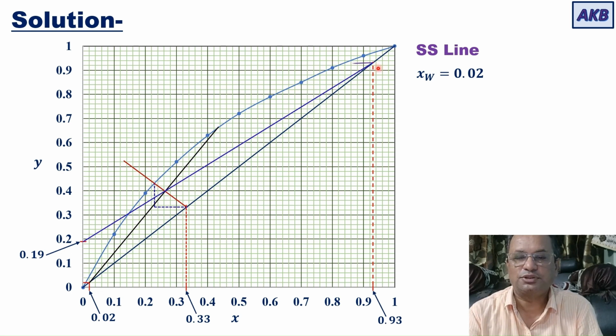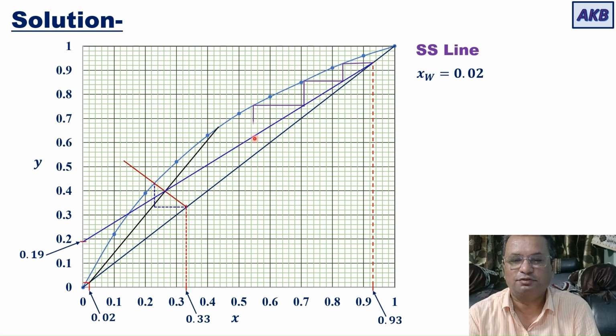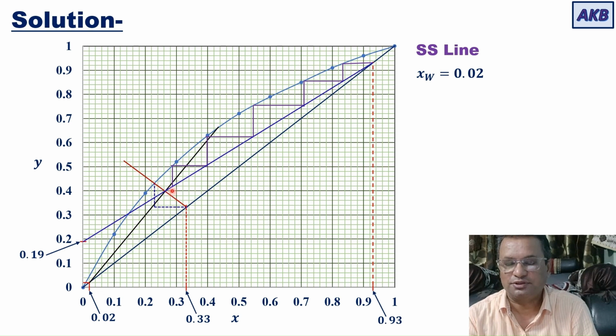So for that, we are going to start at this point at XD and then move in a horizontal direction till we reach the equilibrium curve. Once we reach the equilibrium curve, we are going to come down to the rectifying section line. Again, we will travel a horizontal distance to reach the equilibrium curve, then vertically to the rectifying section line, and repeat this horizontally and vertically.